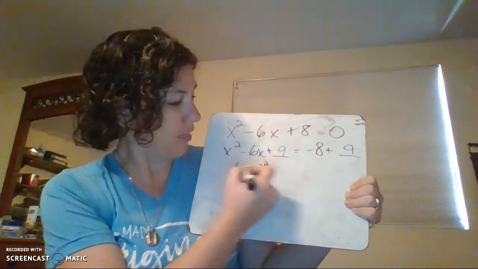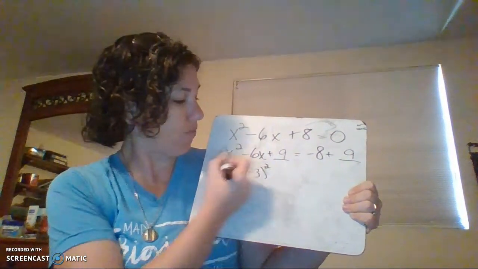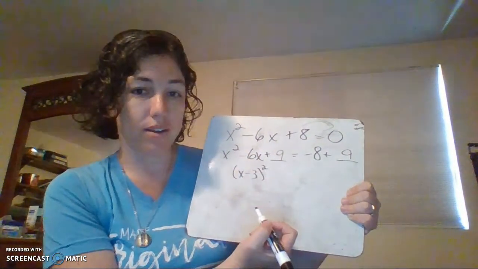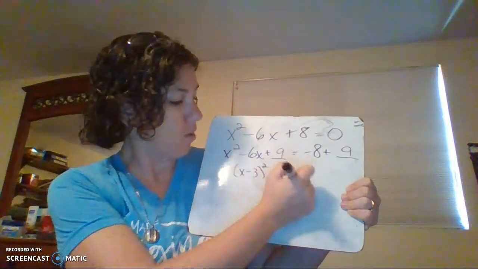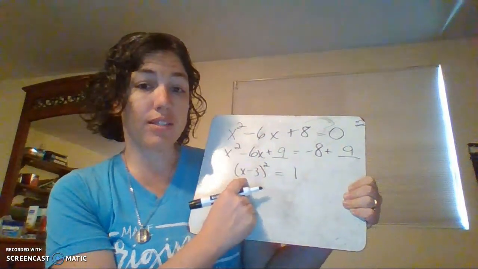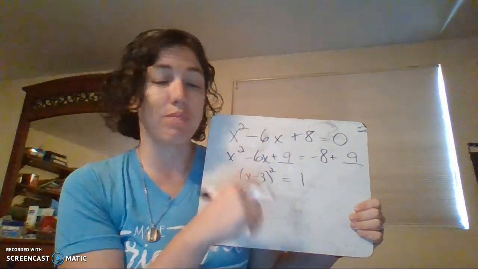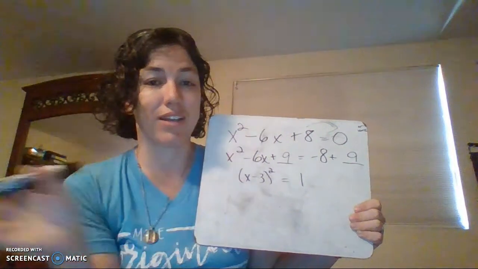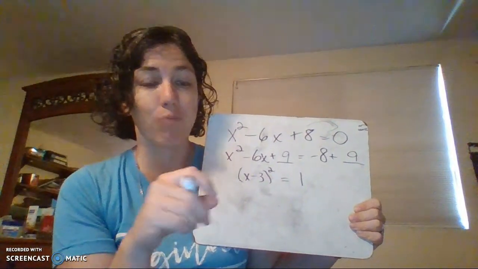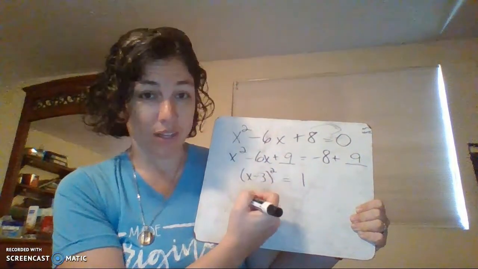Okay, and so I would have x minus 3. This factored would be (x minus 3) squared equals 1. Now, this is where you're going to see a difference from the last one. The last one wasn't able to be reduced. If I plugged it in, I got a long decimal answer that I rounded. But this one's going to come out to an exact answer.